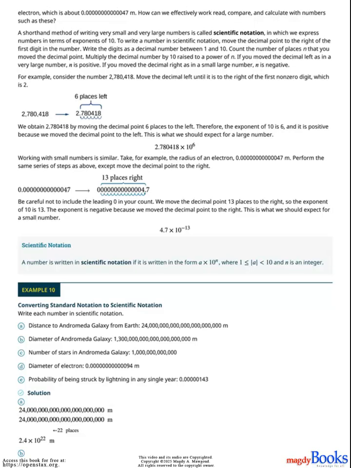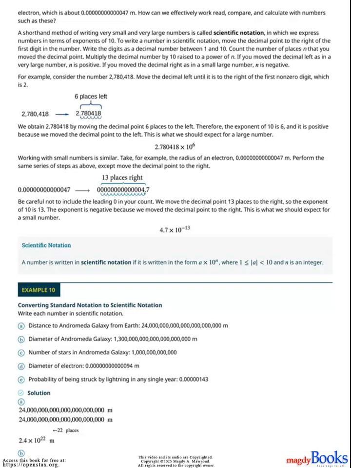A shorthand method of writing very small and very large numbers is called scientific notation, in which we express numbers in terms of exponents of 10. To write a number in scientific notation, move the decimal point to the right of the first digit in the number. Write the digits as a decimal number between 1 and 10. Count the number of places, n, that you moved the decimal point. Multiply the decimal number by 10 raised to a power of n. If you move the decimal left, as in a very large number, n is positive. If you move the decimal right, as in a small number, n is negative.